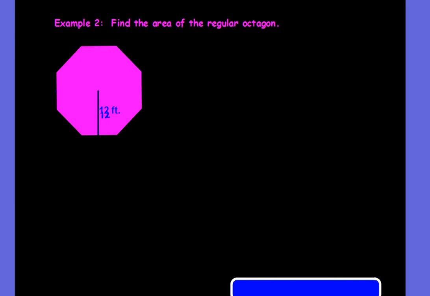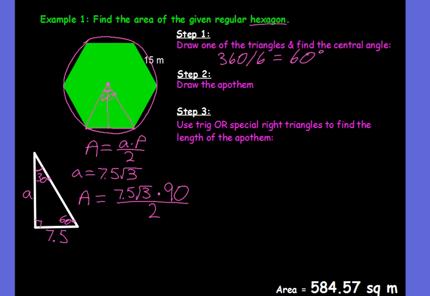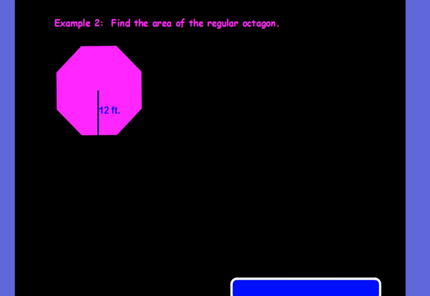All right, example 2 right here. This is kind of weird. There we go. Okay, so each of these examples is a little bit different than the one before it. Like on this one, I gave you a side length. On this one, I'm giving you the apothem. Okay, so it says find the area of the regular octagon.